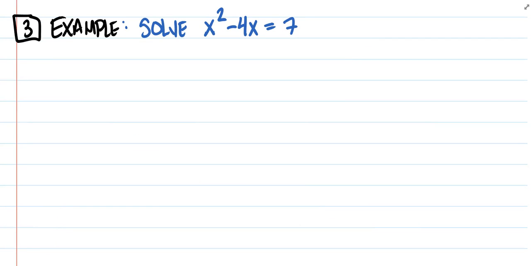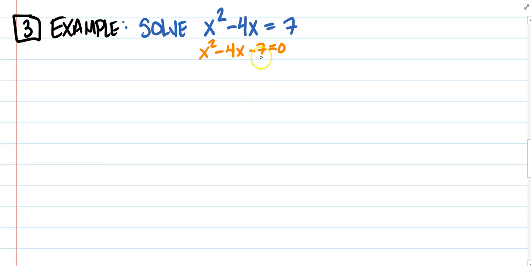Okay, box number 3 is an example of how I want you to solve quadratics using the quadratic formula. So let's first consider what this says. If I wrote this in standard form, it would say x squared minus 4x minus 7 is equal to 0.